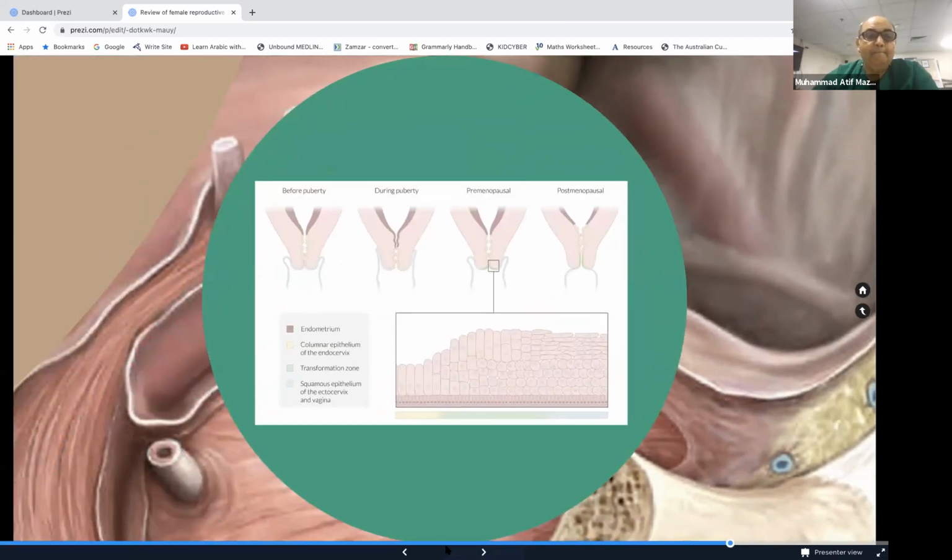Now, what you need to learn here, look at it. Before puberty, what was the status? During pregnancy, premenopausal and postmenopausal women. So these are the changes, and you are expected to be good with these things because cervical cancers are quite common and they are quite frequently seen. And when you go to the clinics, you'll see them a lot.